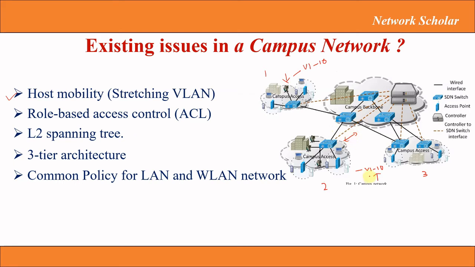If the user is connected to the access switch, then we have to create the VLAN in this access switch, and if the access switch is connected with the distribution switch or maybe your core switch with the help of a trunk link, then we have to allow the VLAN in both ways. So this is a big task. The network engineers have to do a lot of manipulation in their network. So this is one issue that we have.